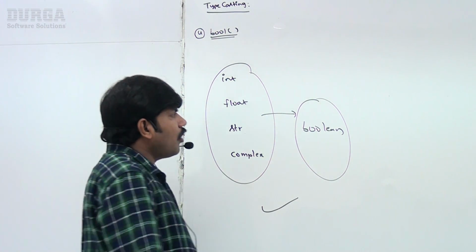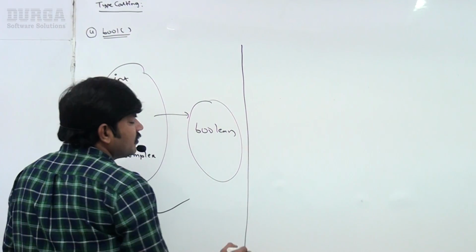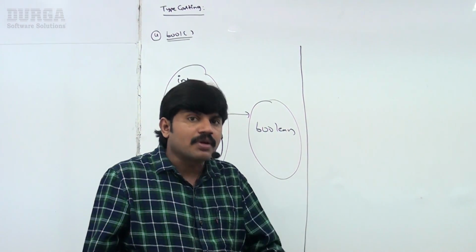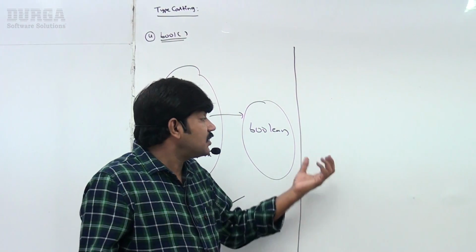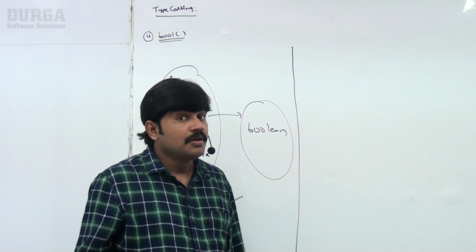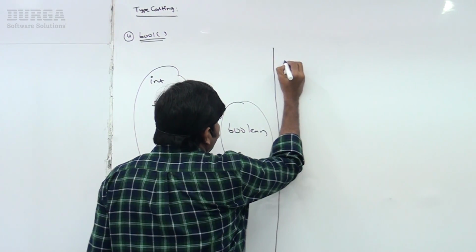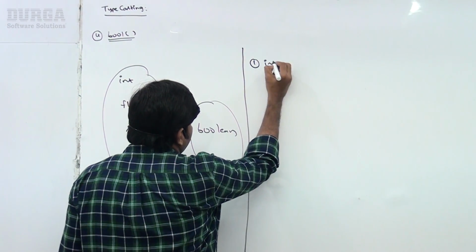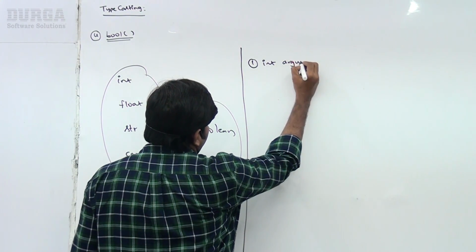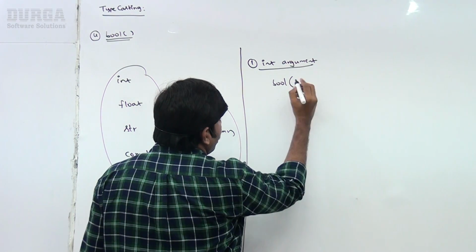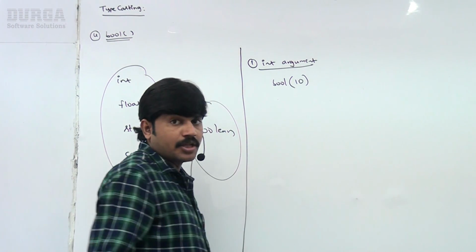Sir, now how can you use this bool function? What are the rules if the argument is an int type, float type, complex type, or string type? Take very special care about this one. First, the int argument. If I pass an int argument, bool of 10, I am taking. Can you please tell what the answer is?